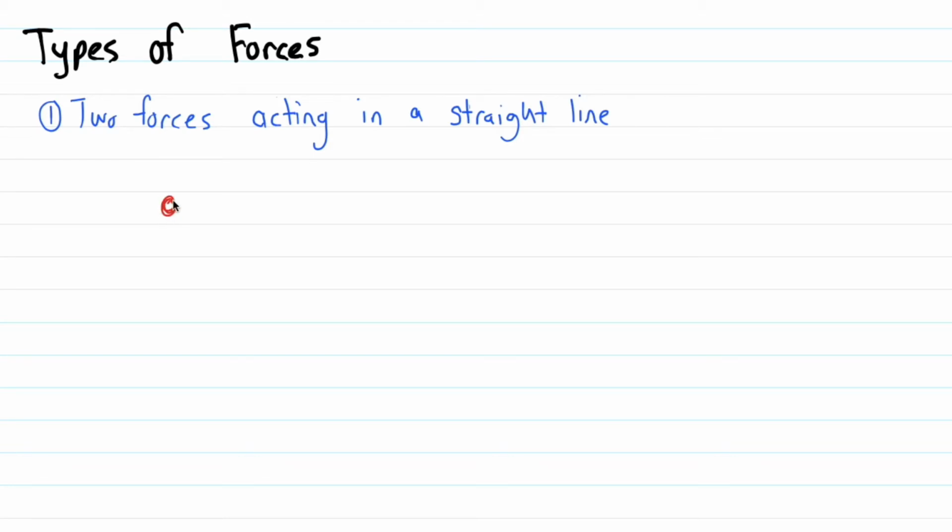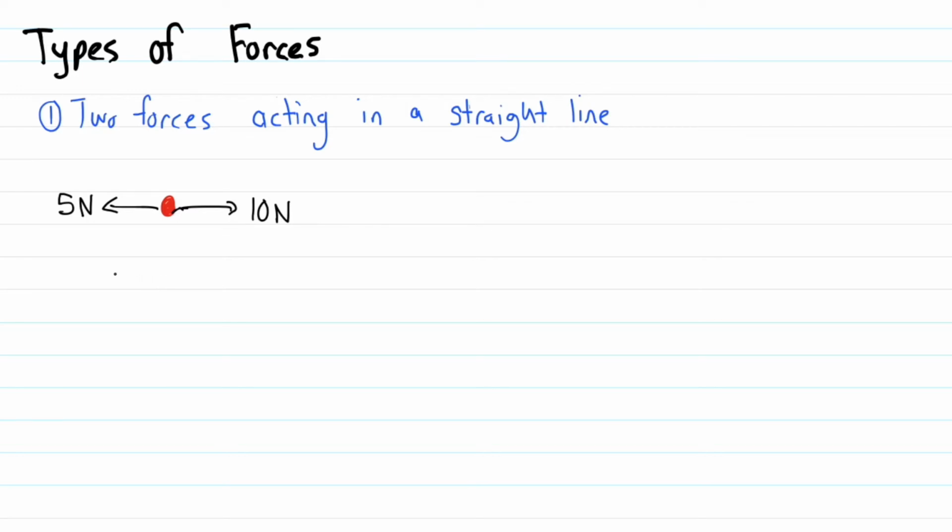Let's say we have an object in the middle right here, and this object is being pulled forward and pulled backwards. The forward force is about 10 Newton and the backwards force will be 5 Newton. When we are given a force in a straight line with two directions, we will always assume one direction is positive and the other direction is negative. As a rule, we can make the forward force positive and the backwards force negative. Now how do we find the resultant force?